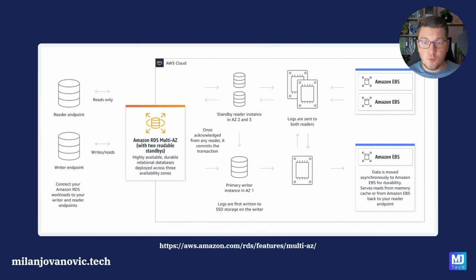There is also a more advanced setup with a primary database in one availability zone and then two standby databases in two different availability zones. This also gives you the ability to have one endpoint for your application writes and another endpoint for your application reads. So if you want high availability and scalability, this is something that you can look into.